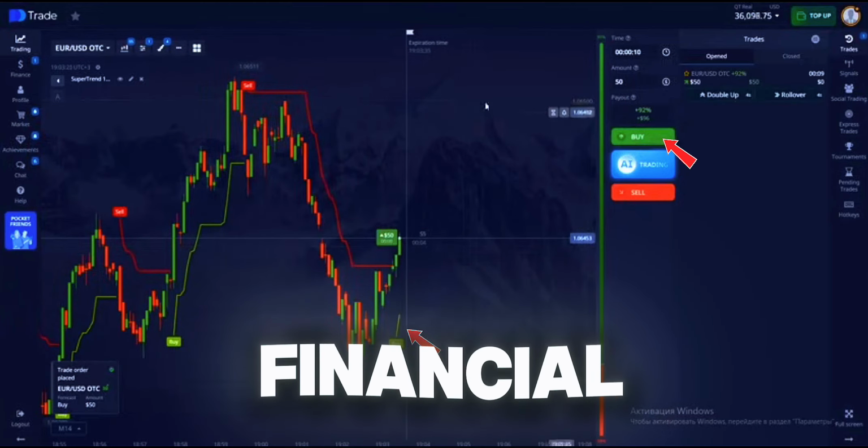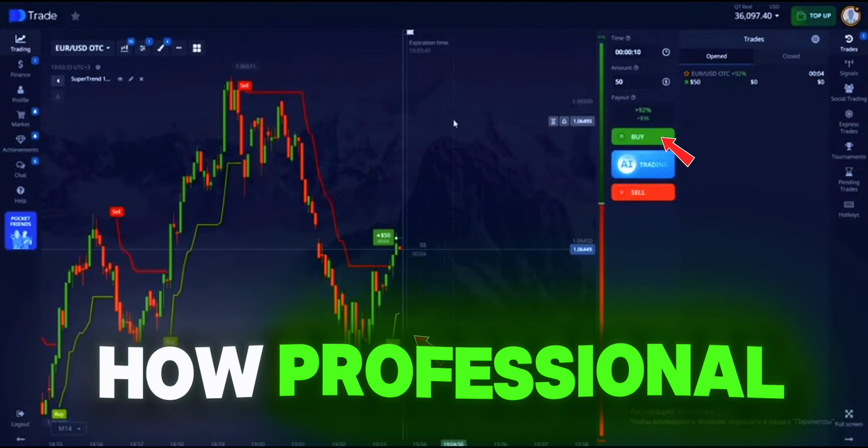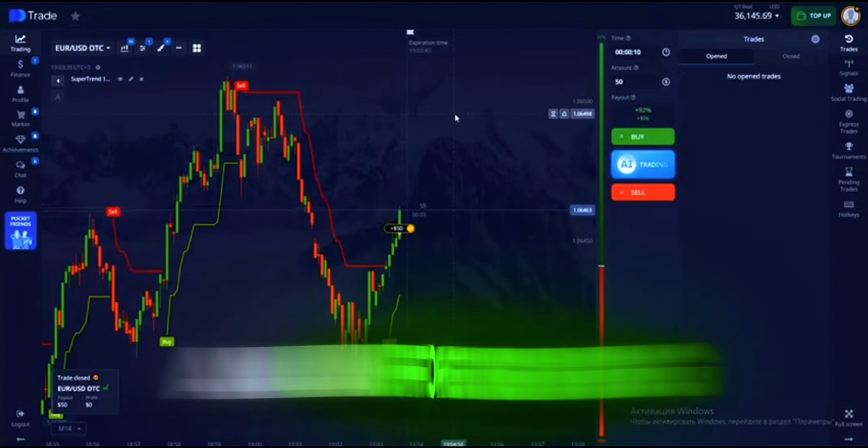Remember, this isn't financial advice, but understanding how professional traders think gives you a massive edge in an unforgiving market.